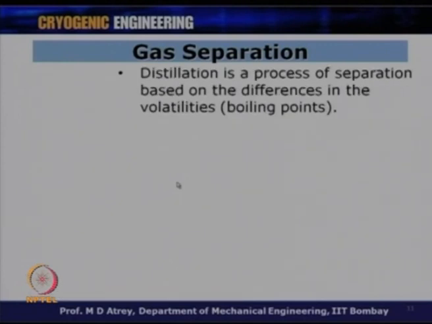So, having done membrane, adsorption and absorption, having understood the basics of these, now let us come to distillation. Distillation is a process of separation based on differences in volatilities or boiling points. I have different gases, and all these different gases have their own boiling points, which are different. Depending on the characteristics of these gases, the boiling points will be decided, and there is a unique boiling point for each gas.